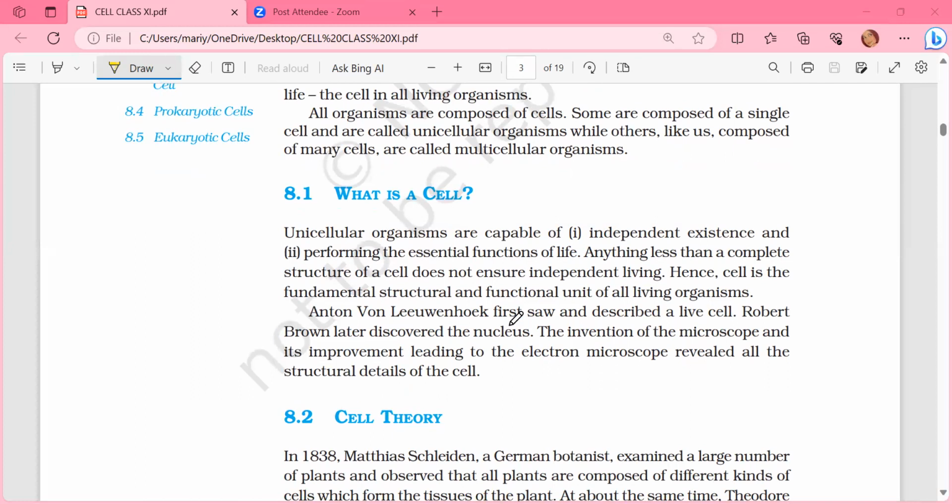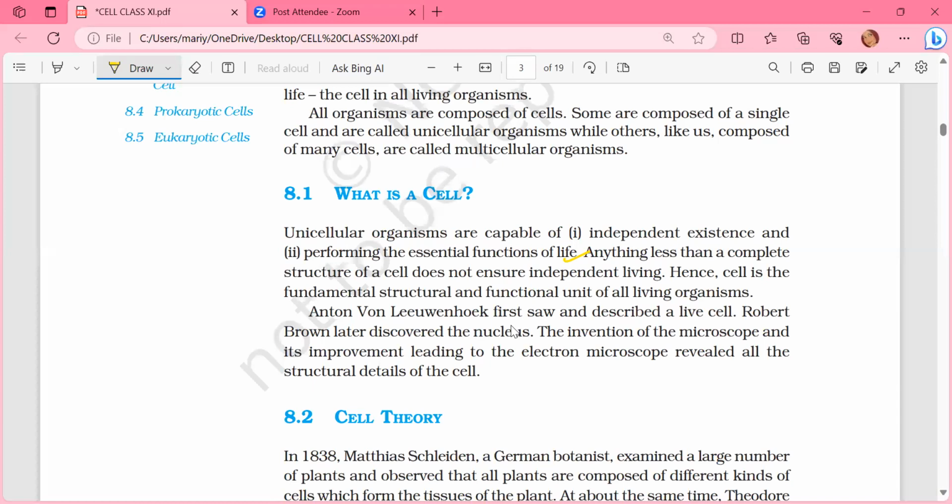Okay, so let us see what the NCERT says. So what is a cell? A unicellular organism is capable of independent existence and performing the essential functions of life. Anything less than a complete structure of a cell does not ensure independent living, meaning any organism that does not have a cell is not counted as living. Rather, it is counted as non-living.